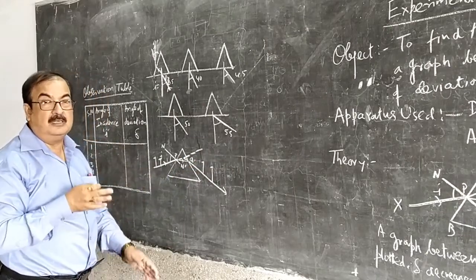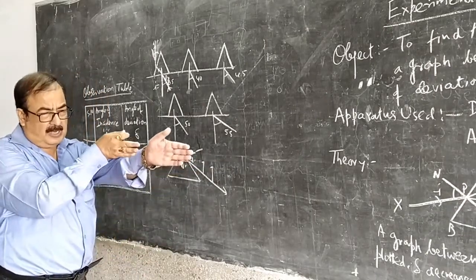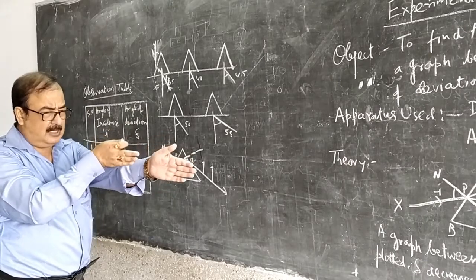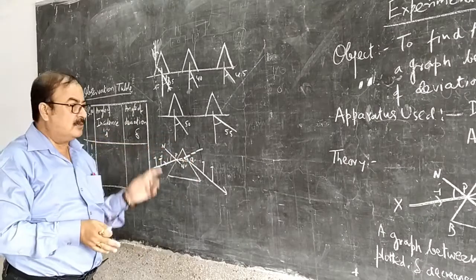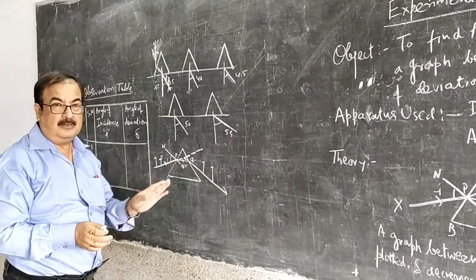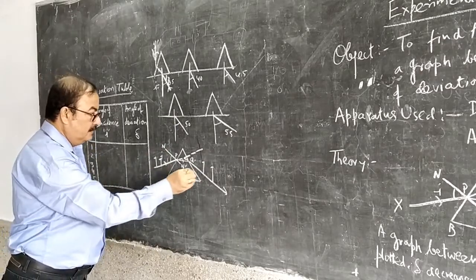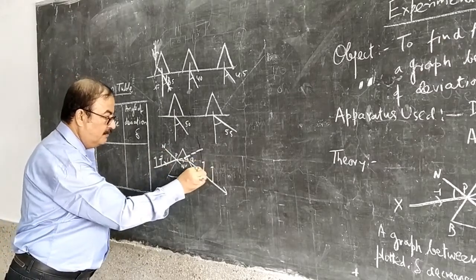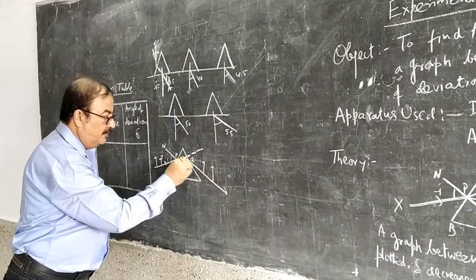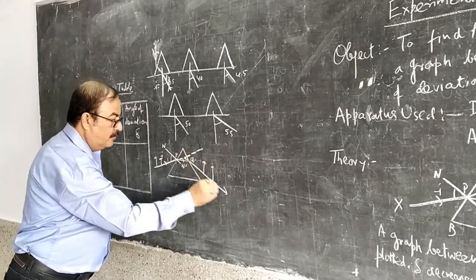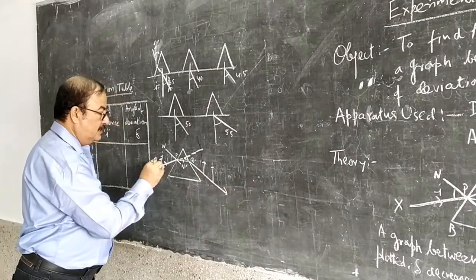4 pins come to be on the same line. Remember, we have to see that there should not be any parallax, but see them in such a way that all the 4 pins are in the same line. Okay. Once they are on the same line, then we remove the pin and make a pencil dot, and we join this pencil dot and produce the line. This is the emergent ray, this is the incident ray.